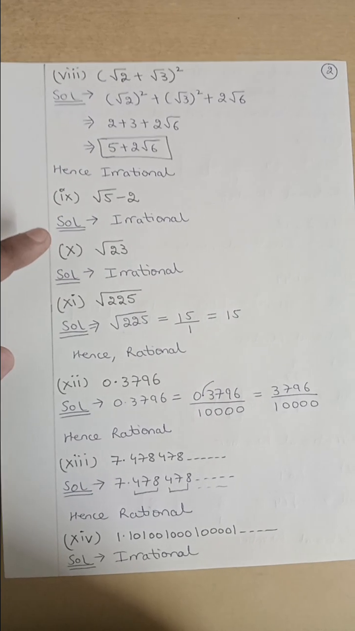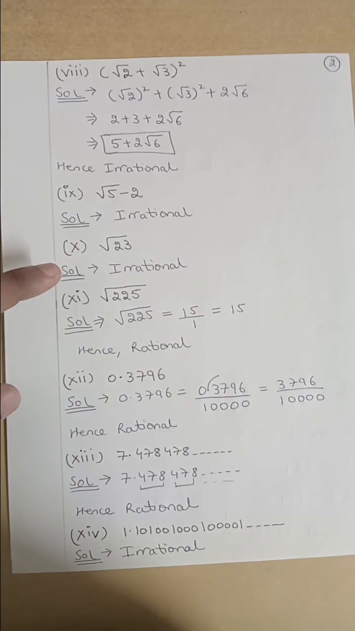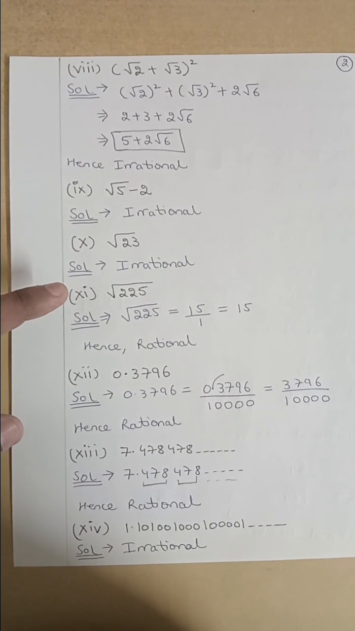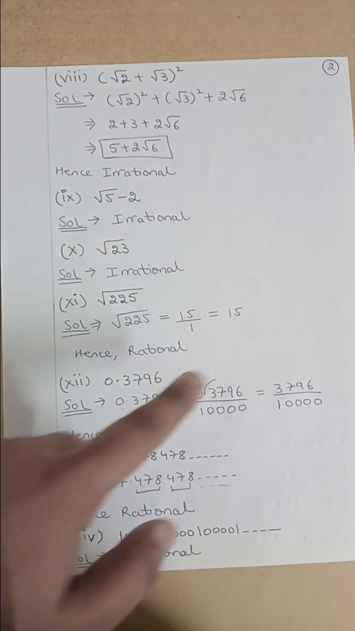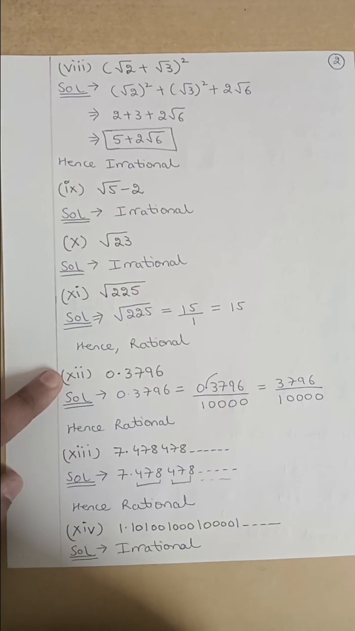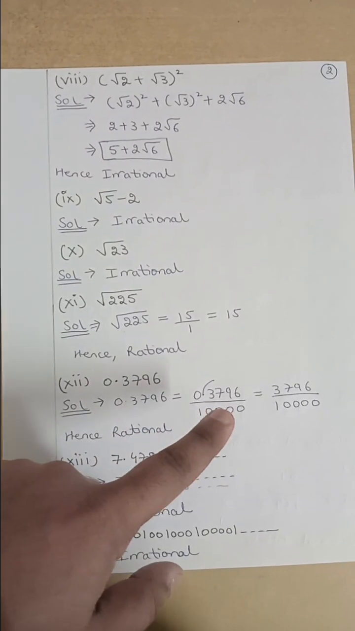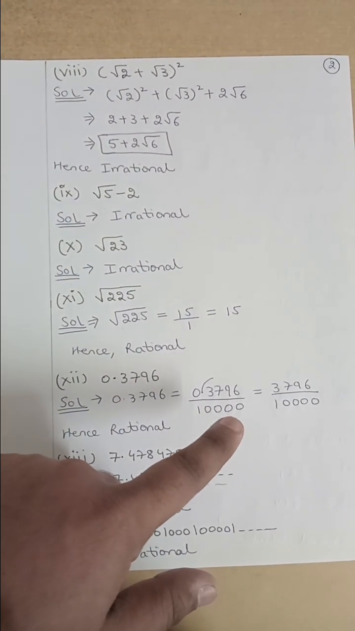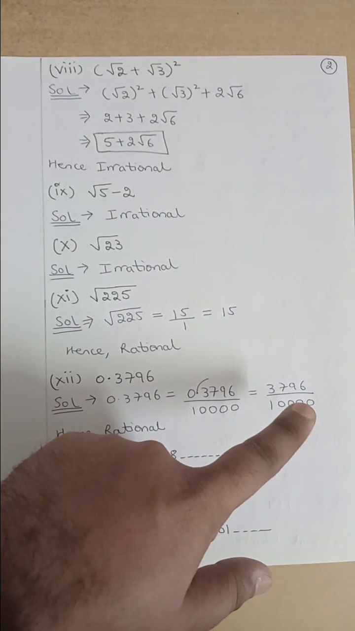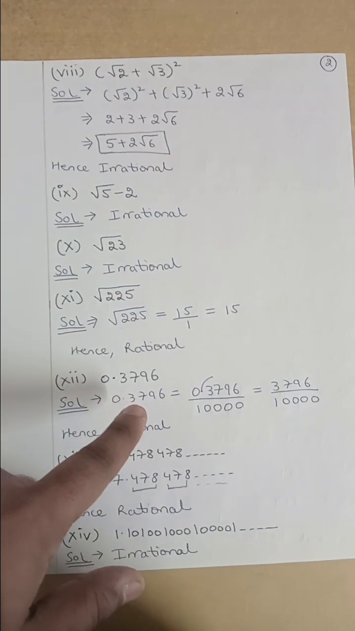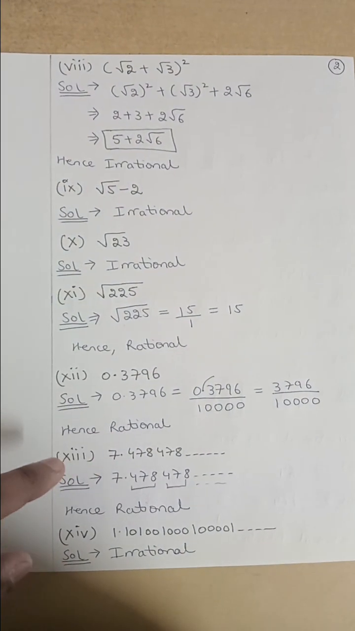Root 5 minus 2, it is irrational. Root 23, it is also irrational. Root 225 comes out to be 15 upon 1, which is 15, hence it is rational. 12th, 0.3796. If we divide by 10,000, it would be 3796 by 10,000. It can be represented as 3796 upon 10,000, hence it is rational.